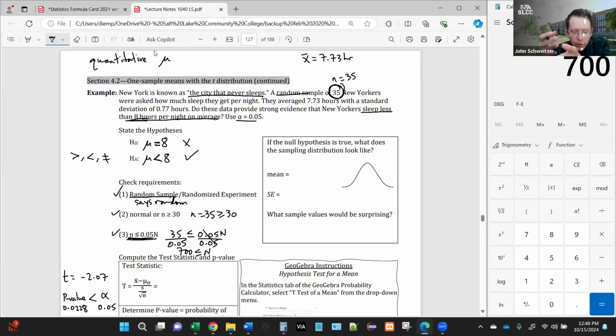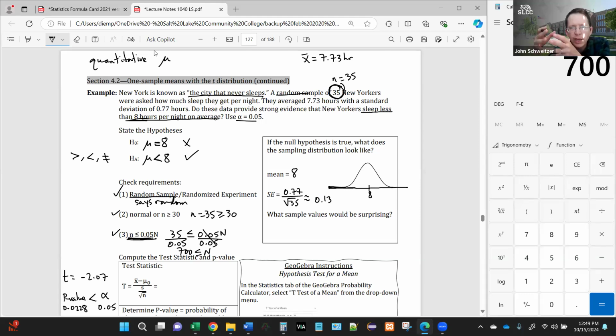So the underlying distribution is a normal distribution. However, because we don't know what sigma is, the parent population's standard deviation, we have to estimate it with S. So that sends us over into the t distribution. The t distribution does resemble the normal; it's a bell-shaped curve, right? So the mean is 8. The standard error is 0.77 over the square root of 35, which is estimated at 0.13.